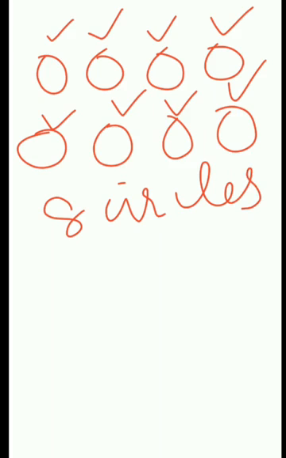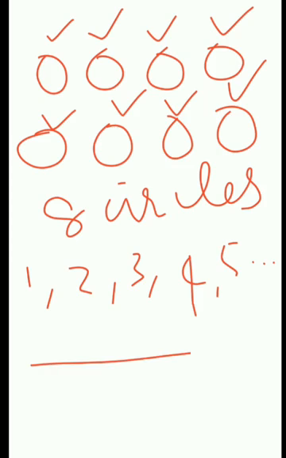Which numbers did we use here to count the circles? We use the numbers 1, 2, 3, 4, 5, 6, etc. So these numbers that we use to count things or objects are called counting numbers, or we can call them natural numbers. And if I represent these numbers in a line, I will get a number line. So what is a number line? A number line is a line where we plot the numbers. So we have the number line.